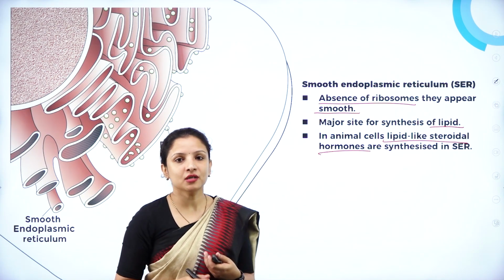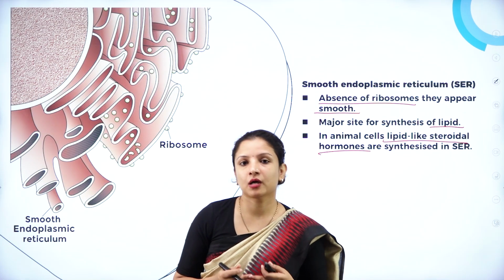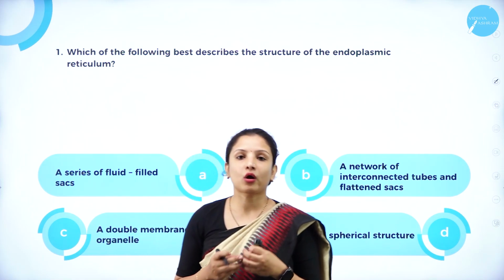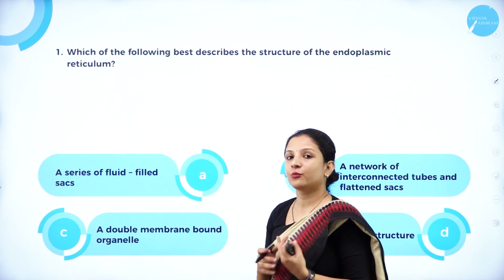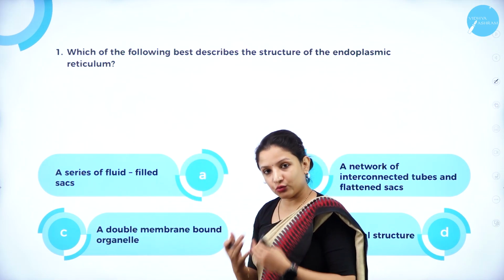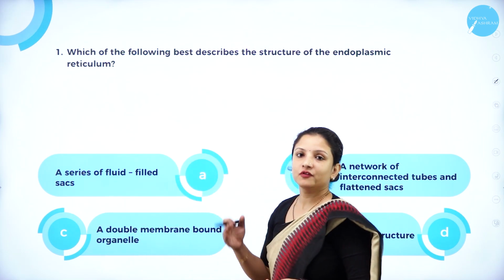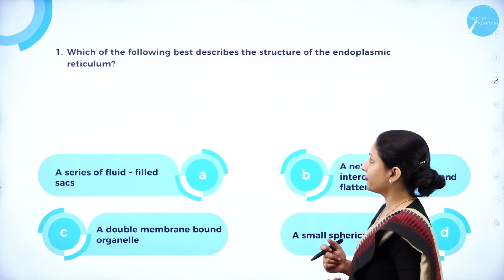So this was about the endoplasmic reticulum, the content which is given in the NCERT textbook. Now we know what the endoplasmic reticulum is, where it originates from, and what the two types of endoplasmic reticulum and their functions are. We'll move on to learning some of the MCQs under this particular topic.